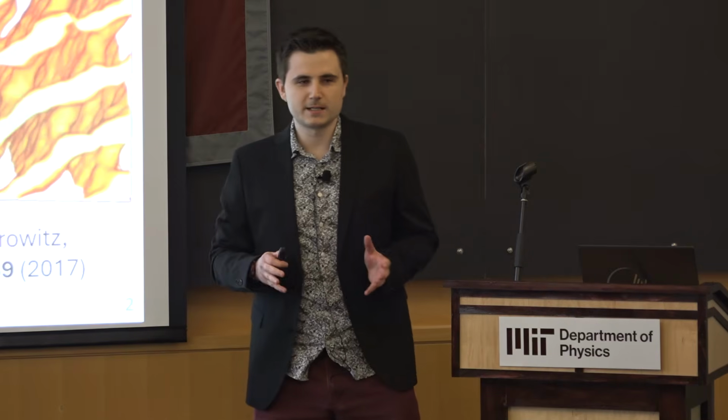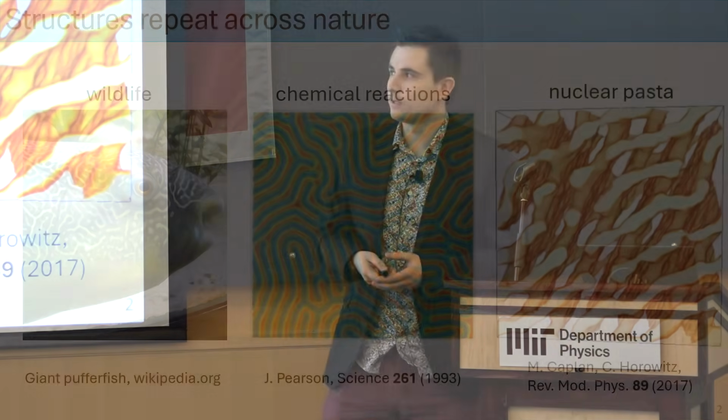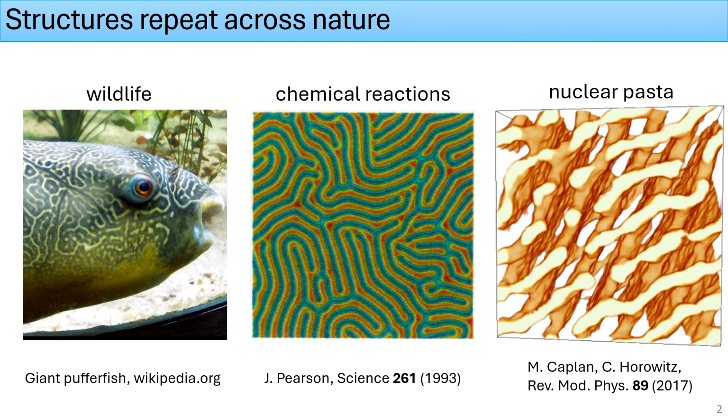But first, I want to take a step further back and motivate this more broadly. If you take a look around nature, you see that the same structures occur in completely different systems, at completely different length scales and energy scales, for example in wildlife, chemical reactions, or in the outer crust of neutron stars. So if you want to understand why these structures occur in the same systems, you might have a difficult time studying the pufferfish and trying to understand what's happening in the outer crust of neutron stars.